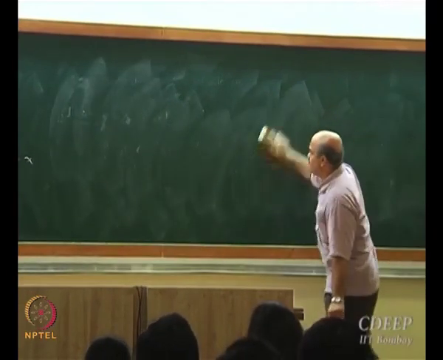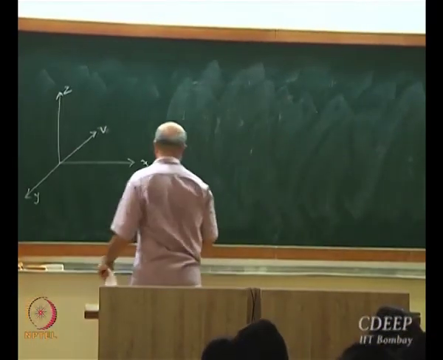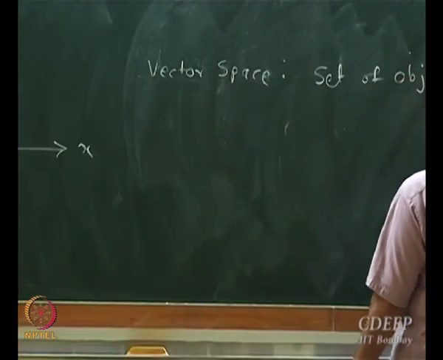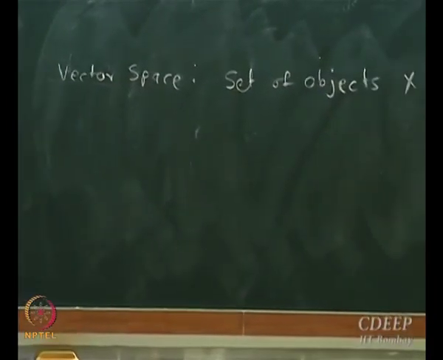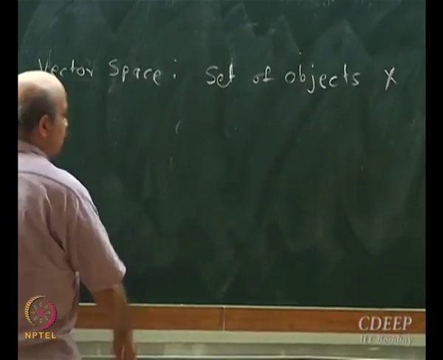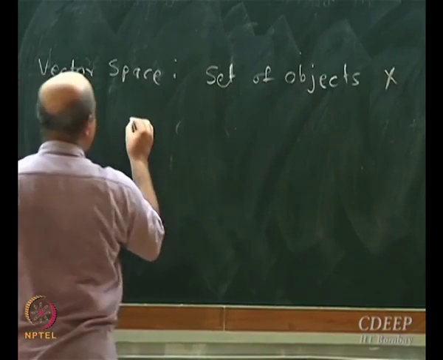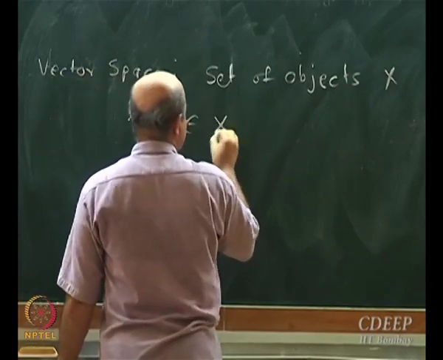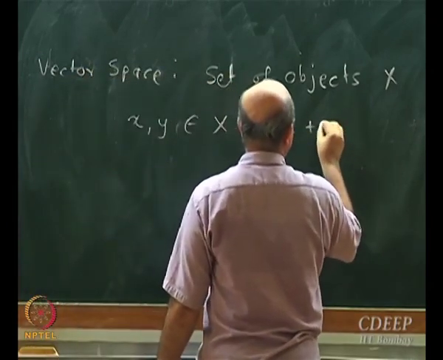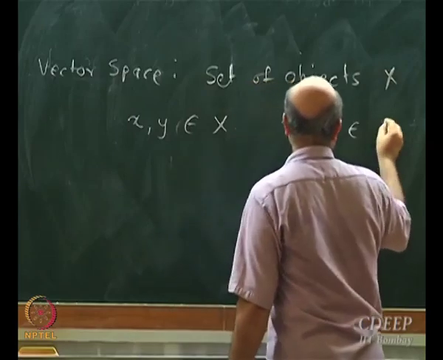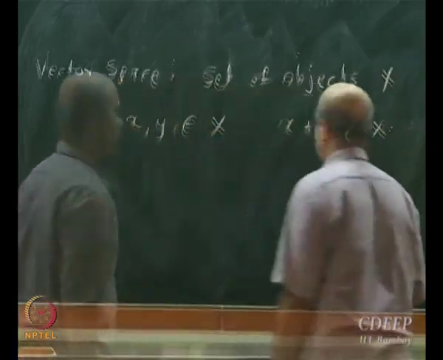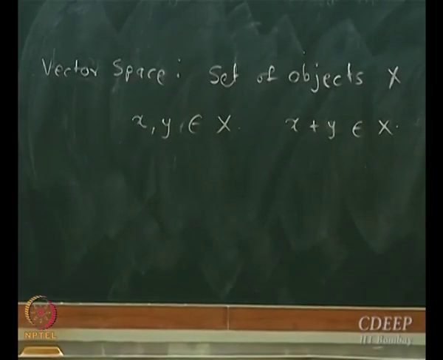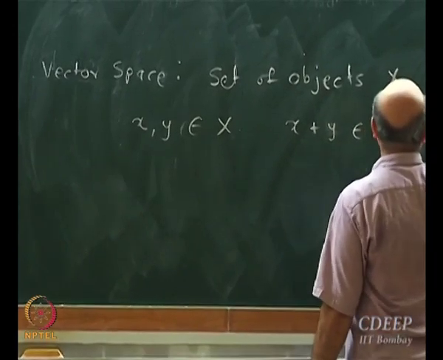A vector space is a set of objects that is closed under two operations. It is closed under addition. So if I take any element x and y belonging to X, then x plus y also belongs to X. But it is not enough to have just a set of objects. We need something more to define a vector space. We also need a field.